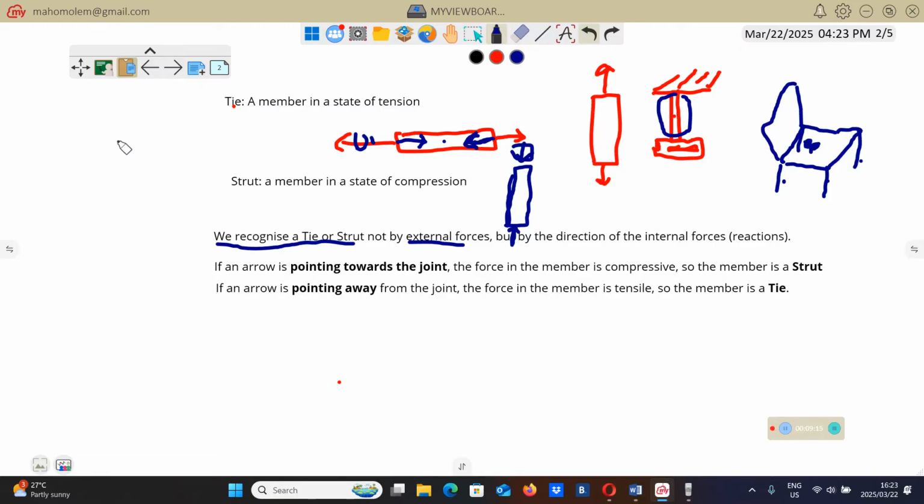So when we determine whether a member is a strut or a tie, we're going to use this. If a member is going to have internal forces pointing like this, then we're going to call that member a tie.